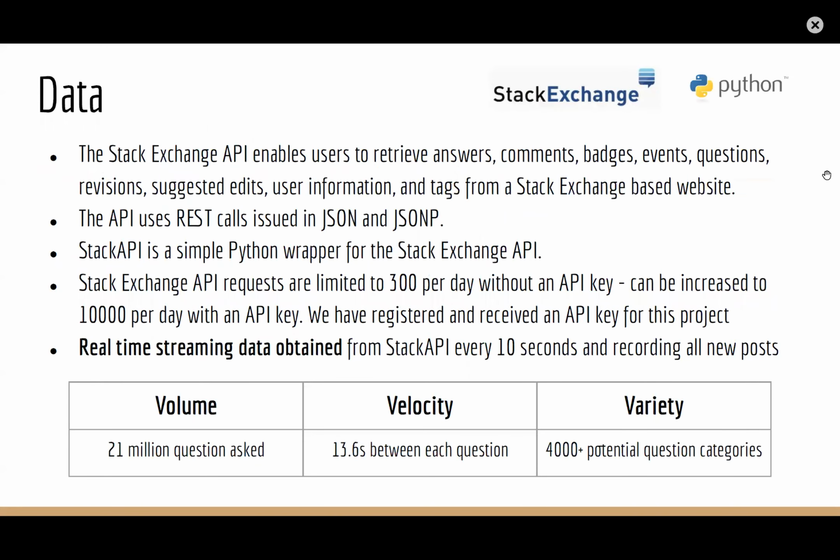In order to get the data, we use the Stack Exchange API, which enables users to retrieve answers, comments, badges, and all that stuff that comes with Stack Overflow. The Stack Exchange API is a Python wrapper, which allows us to receive 10,000 data points per day. In terms of volume, there have been 21 million questions asked on Stack Overflow. In terms of velocity, there's a 13 second delay between each question. And in terms of variety, there are 4,000 potential question categories.